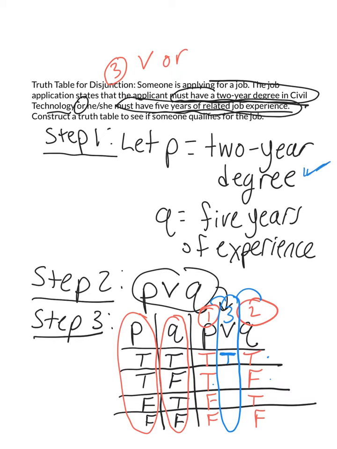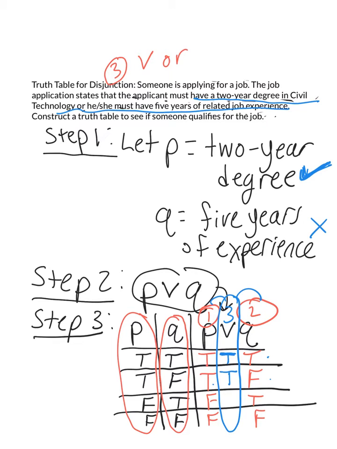So it's true that the person does have the 2-year degree, but they do not have the 5 years of experience. Now, "or" is much more lenient than the word "and." If the application just says, hey, we're happy with either the 2-year degree or the 5 years of experience, and someone has just the degree, that's enough that that candidate could potentially get the job.